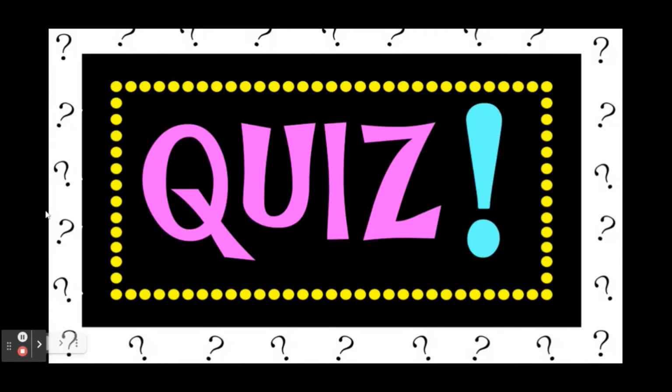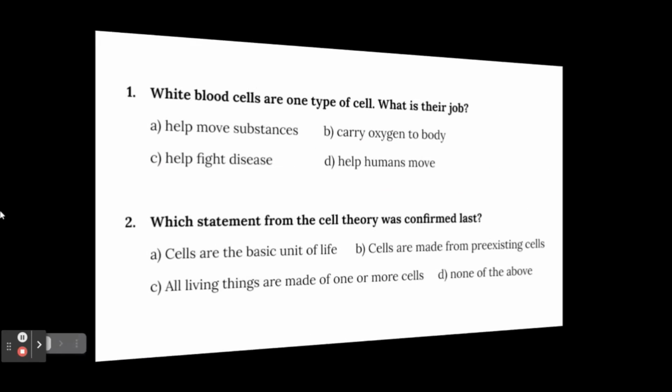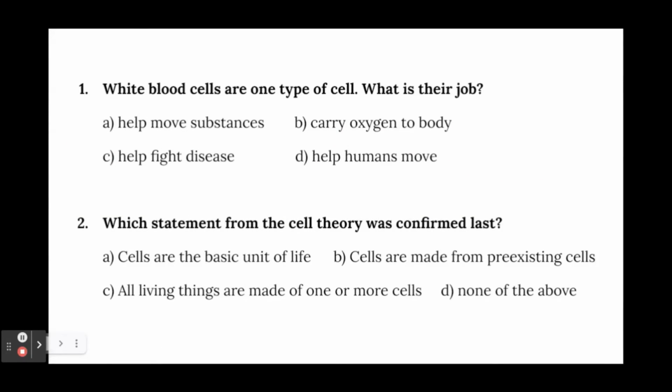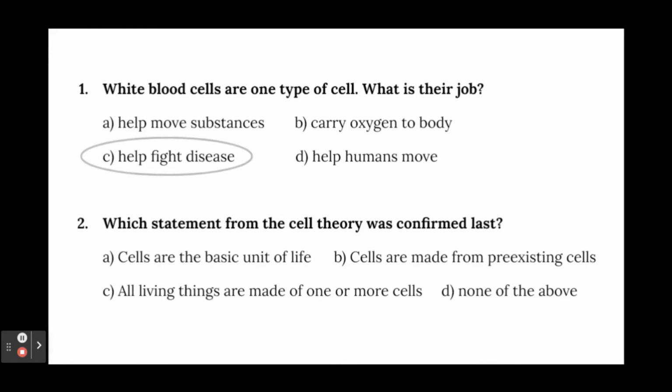This is just a quiz to see what you learned in this video. Okay, so number 1, white blood cells are one type of cell we talked about. And what is their job? The answer is C, help fight disease.